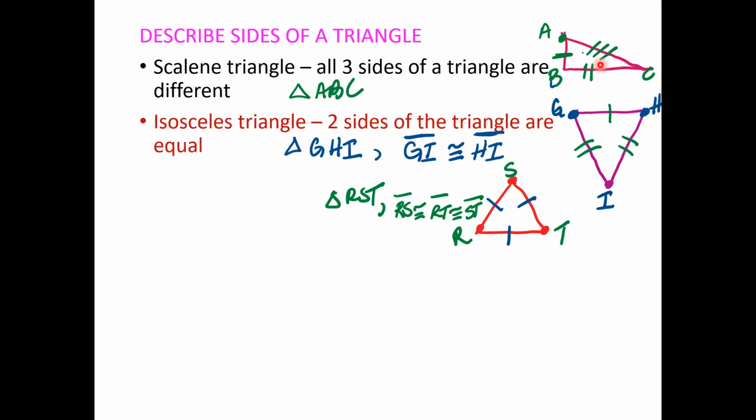Isosceles. Isosceles triangle is when two sides are equal. So in this case right here, which two sides are equal? GI is a side. And what other side? You need 2 letters for a side, right? 3 letters for an angle. GH is this side right here. IH is this side right here.